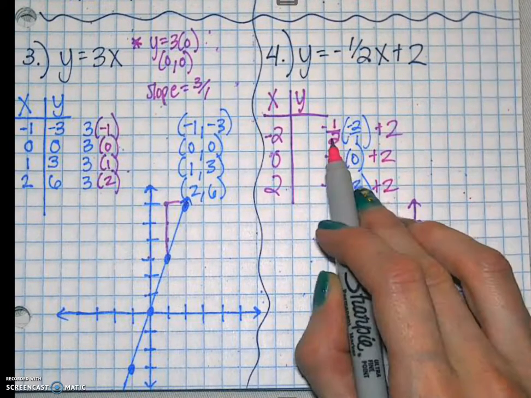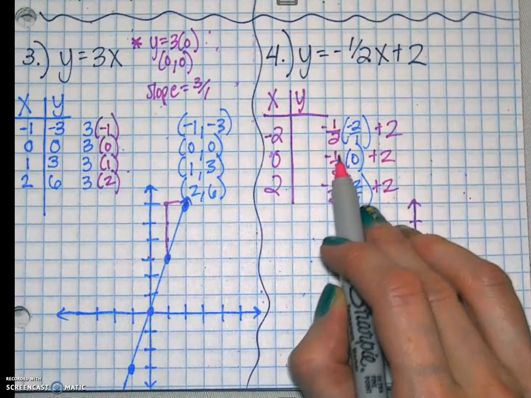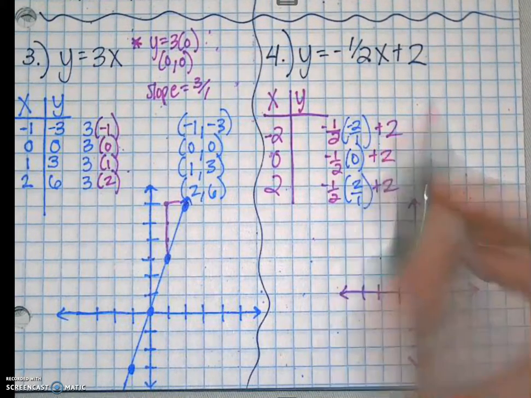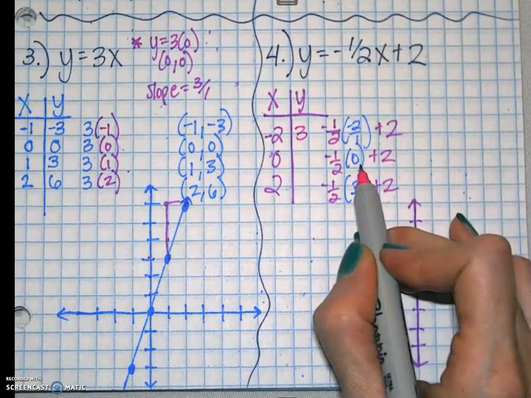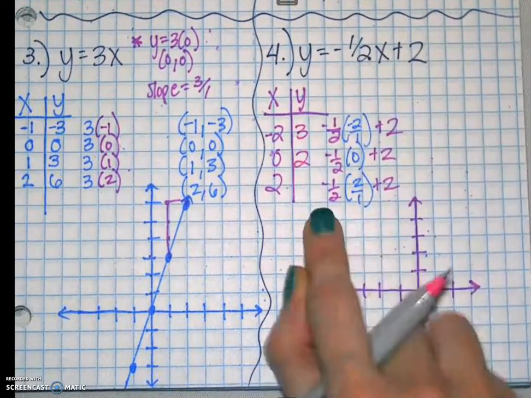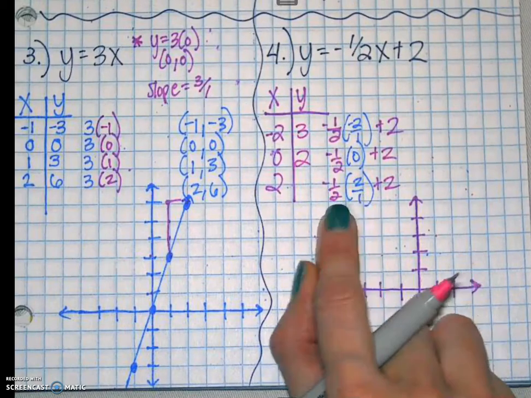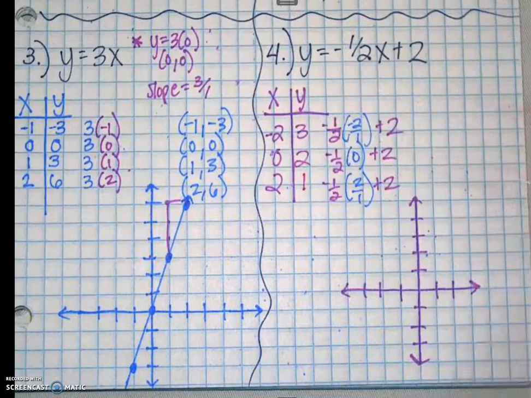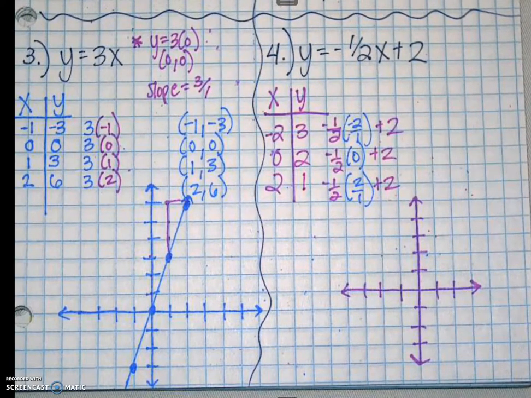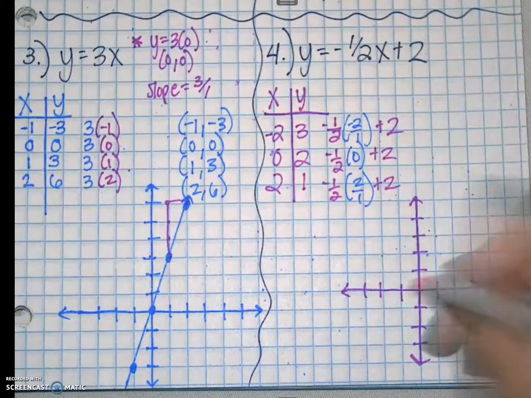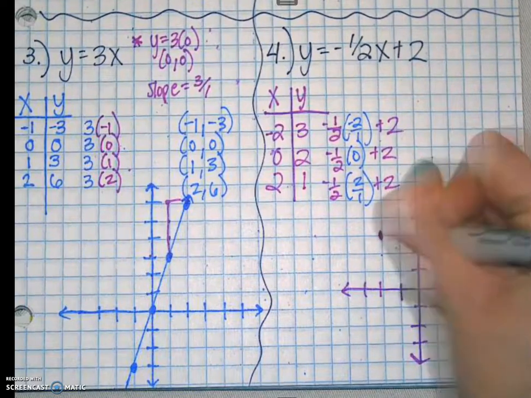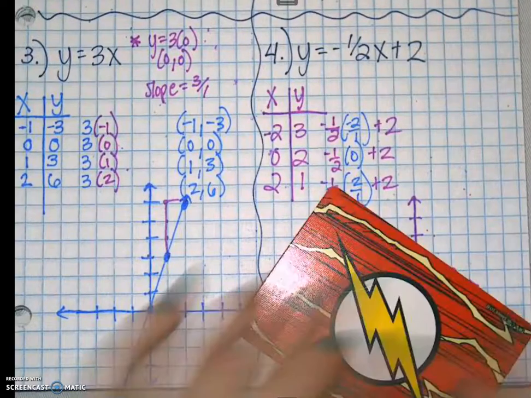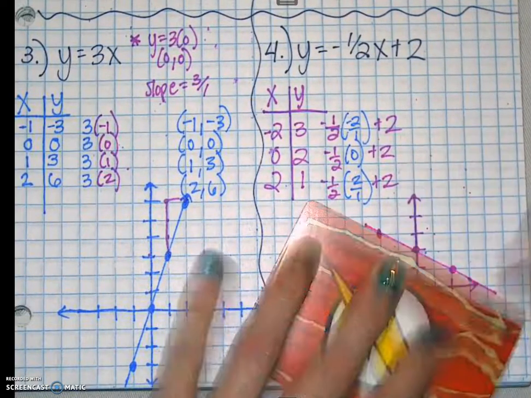So right here, you get -2 divided by -2, that's 1. 1 plus 2 is 3. Anything times 0 is 0, plus 2 is 2. Positive divided by negative is negative, plus positive, is going to give us 1. Okay? And then we're going to graph them. So we have (-2, 3), (0, 2), (2, 1). And that's it.